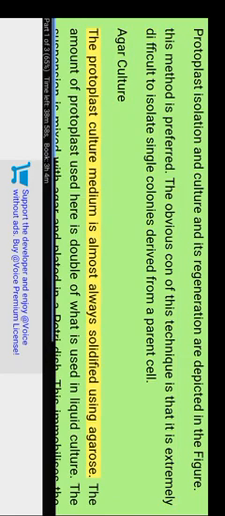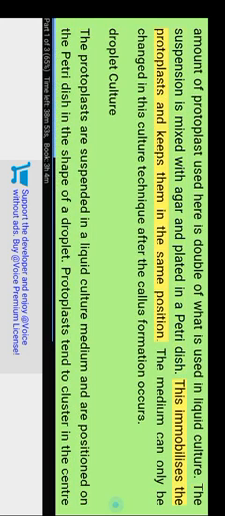Agar culture. The protoplast culture medium is almost always solidified using agarose. The amount of protoplast used here is double of what is used in liquid culture. The suspension is mixed with agar and plated in a petri dish. This immobilizes the protoplasts and keeps them in the same position. The medium can only be changed in this culture technique after the callus formation occurs.